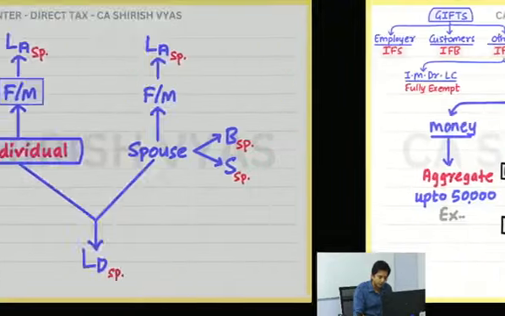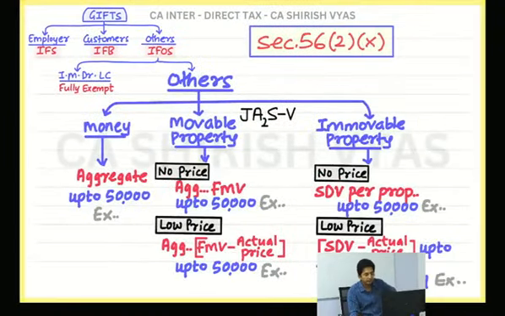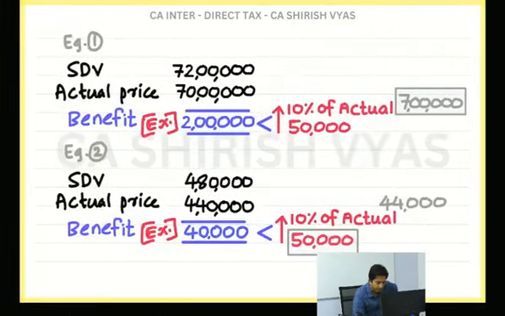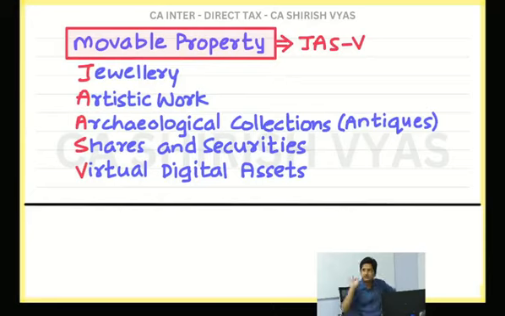Okay, now based on this, we can take one question right now, immediately, so that this knowledge will be thorough. Just see this thing I have taught you. Just have the visual effect. Sometimes warming up the eyes with the visuals is also necessary. So what was J? Jewelry, artistic work, archaeological collection, shares and securities, virtual digital assets. Only these items are taxable.